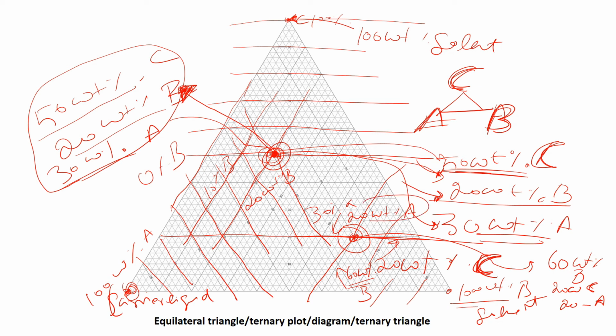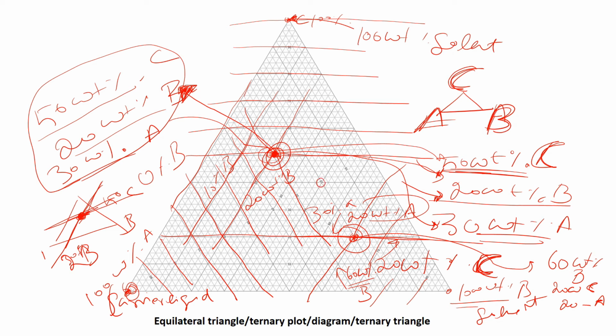So what we learned from this one is, if you have a ternary diagram, if you have three values, say 50, 20, 30, if you manage to pick your 50 weight percentage line of, say, C, and then your 20 weight percentage line of B, your B is here. So if you manage to pick any two lines, that's more than enough to put your point on a triangular diagram. And why is that? The answer is very simple.